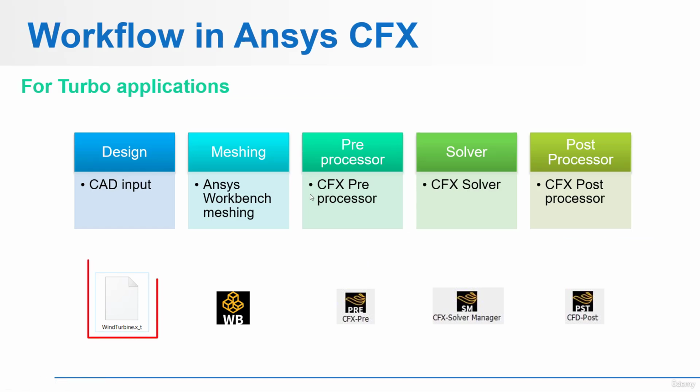Here we are given a CAD model input, that is a parasolid file. windturbine.x_t is the parasolid file which is given, from which we will create the fluid domain in Ansys Workbench. So from this CAD input, we will create the CFD domain in Ansys Design Modeler and do the meshing in Ansys Workbench. After doing the meshing, we will specify the boundary conditions in CFX preprocessor and solve the case in CFX solver. Now let us go back to Ansys Workbench.